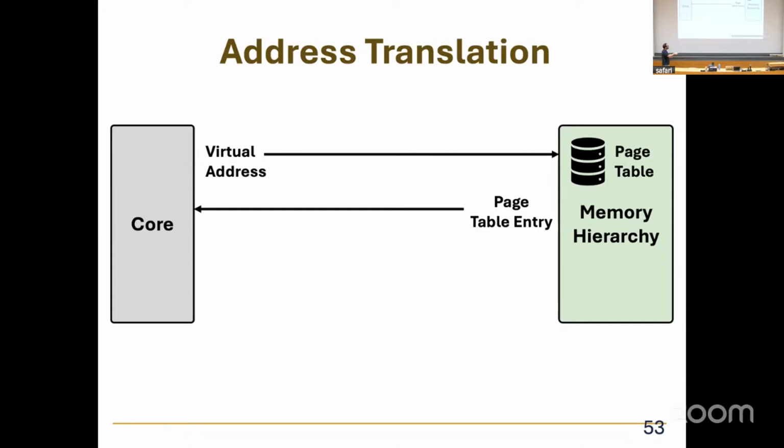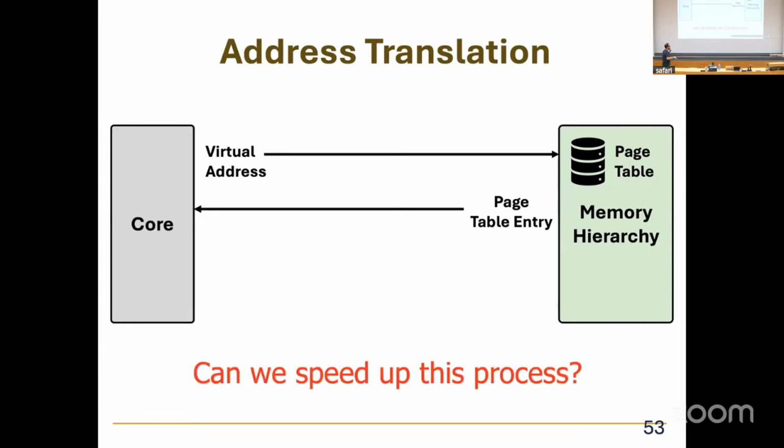And it goes to the memory hierarchy. The first thing it needs to do is load the page table and find the page table entry. The page table entry is, let's say, the leaf, the final entry from the page table that contains the translation. So for every virtual address it's accessing, it would need to go to the memory hierarchy to find the translation. And the question is, how can we speed up this process that degrades performance a lot?